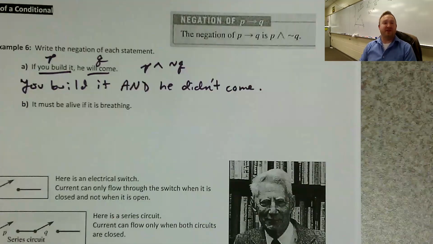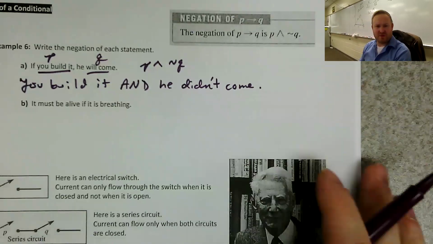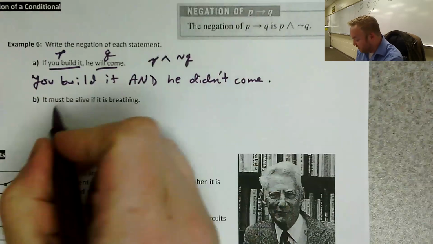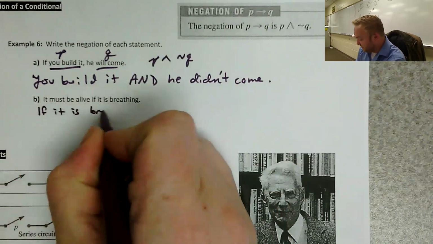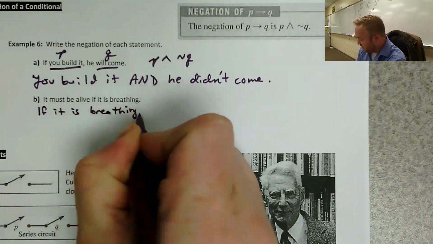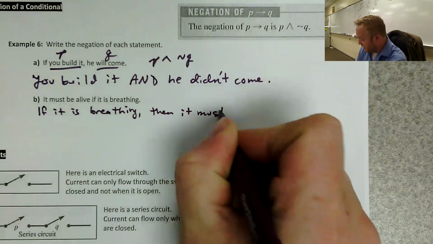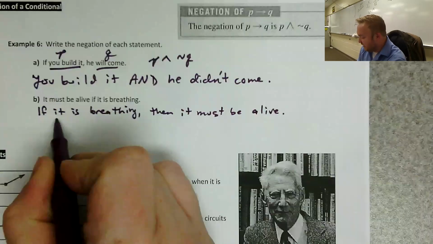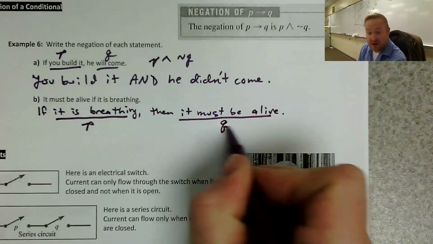It must be alive if it is breathing. I would tend to agree with that for the most part. I'm not a doctor, but notice that there's no if-then here. So really what this means is if it is breathing, then it must be alive. I should have just said it is alive, would have been easier, but it is breathing is our P. It must be alive is our Q.